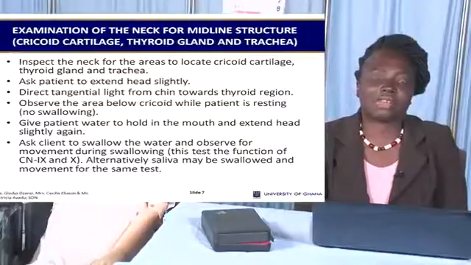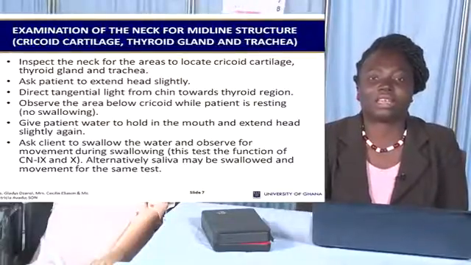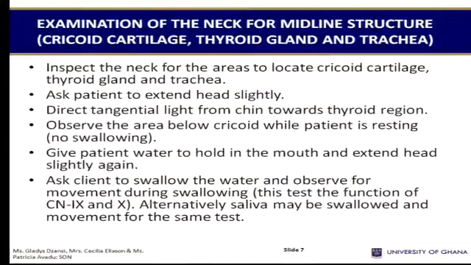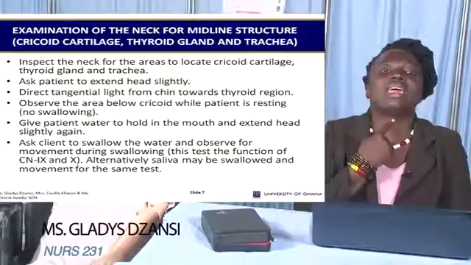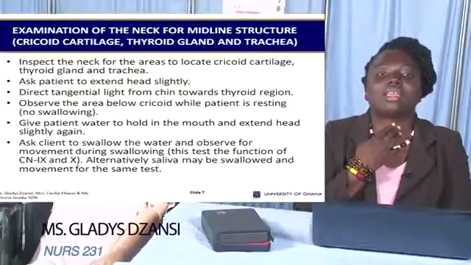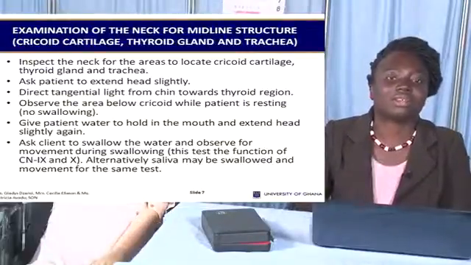So starting with inspection, we inspect the neck and we note the areas and the location of the cricoid cartilage. So right inside the neck, whilst the patient is seated with the neck a little flexed, you inspect the neck and you observe the area of the cartilage, the trachea, and then the thyroid gland.